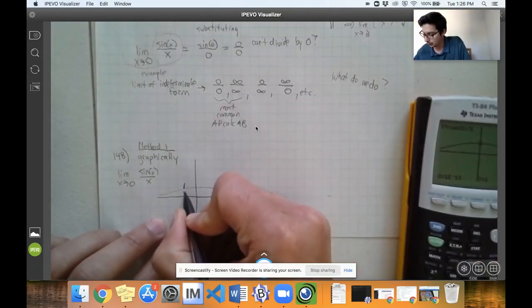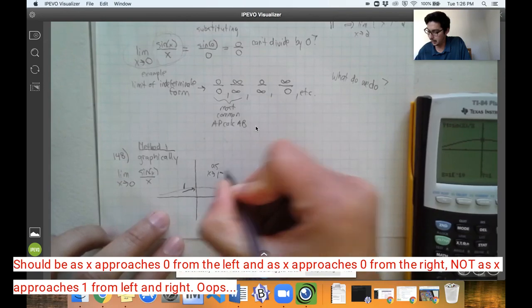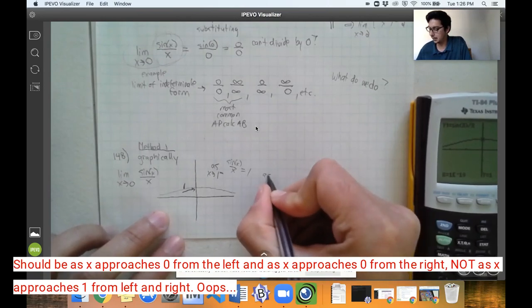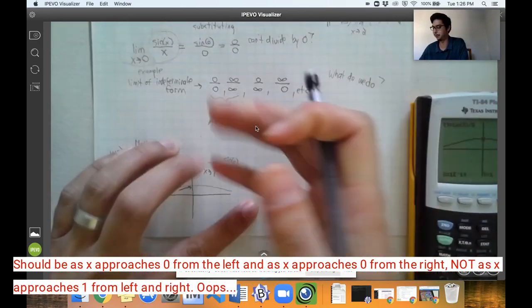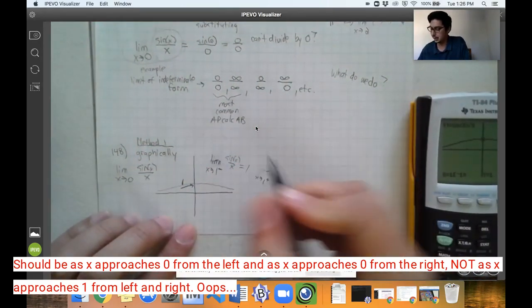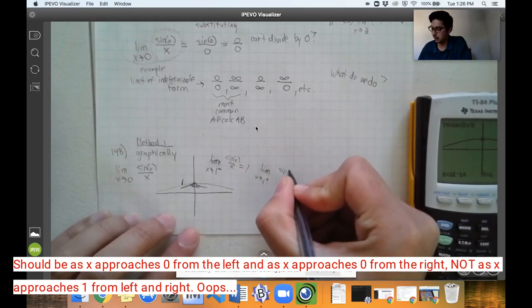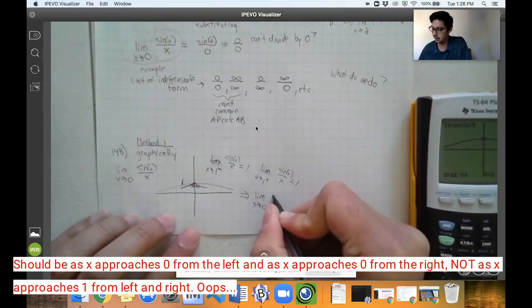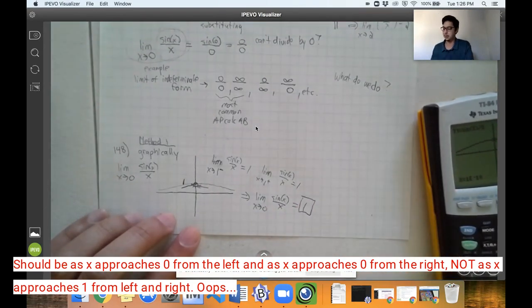But anyway, my main point is that as x approaches 0 from the left, sine of x over x is equal to 1. As x approaches 0 from the right, I'll actually write it properly: the limit as x approaches 0 from the left and the limit as x approaches 0 from the right both equal 1. But at 0, it's actually an open circle. So we can say that the limit as x approaches 0 of this indeterminate form is equal to 1, since they're both the same.